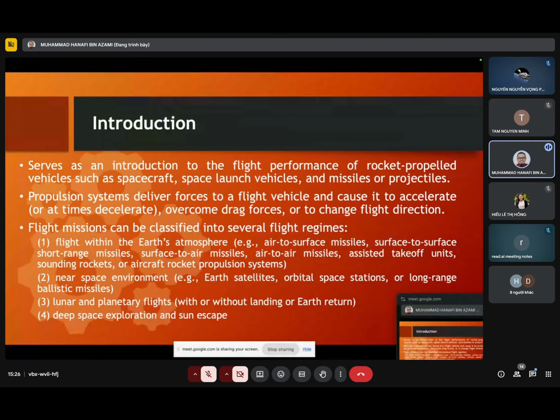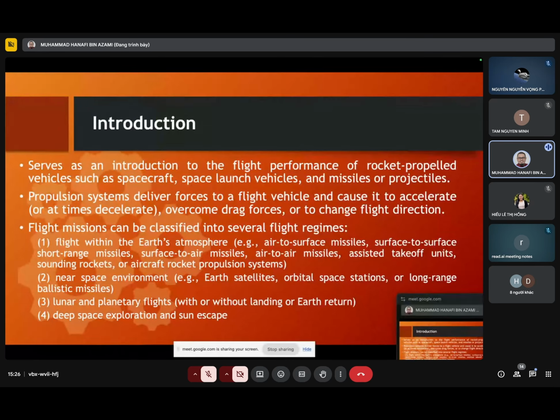All right. So propulsion system delivers a force. Propulsion system, which is the thrust chamber. When I say thrust chamber, it includes the nozzle and also the chamber itself. The propulsion system delivers force to a flight vehicle and causes it to accelerate or at times decelerate.